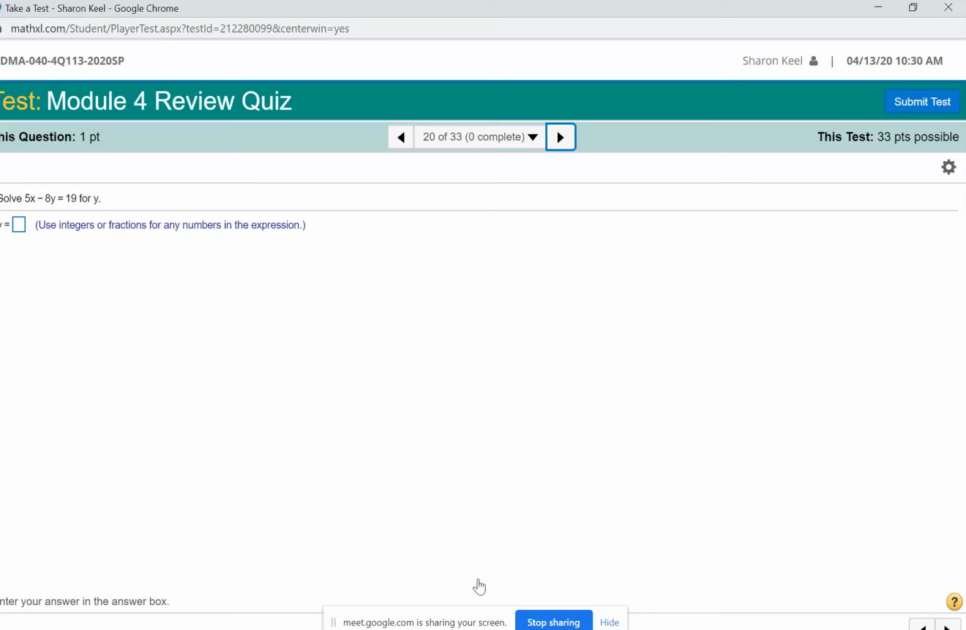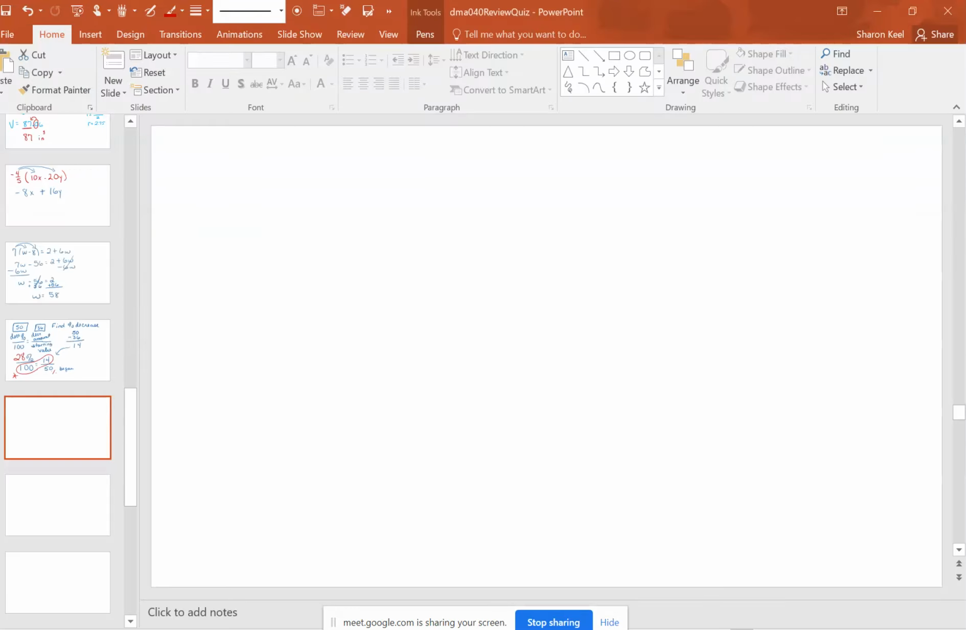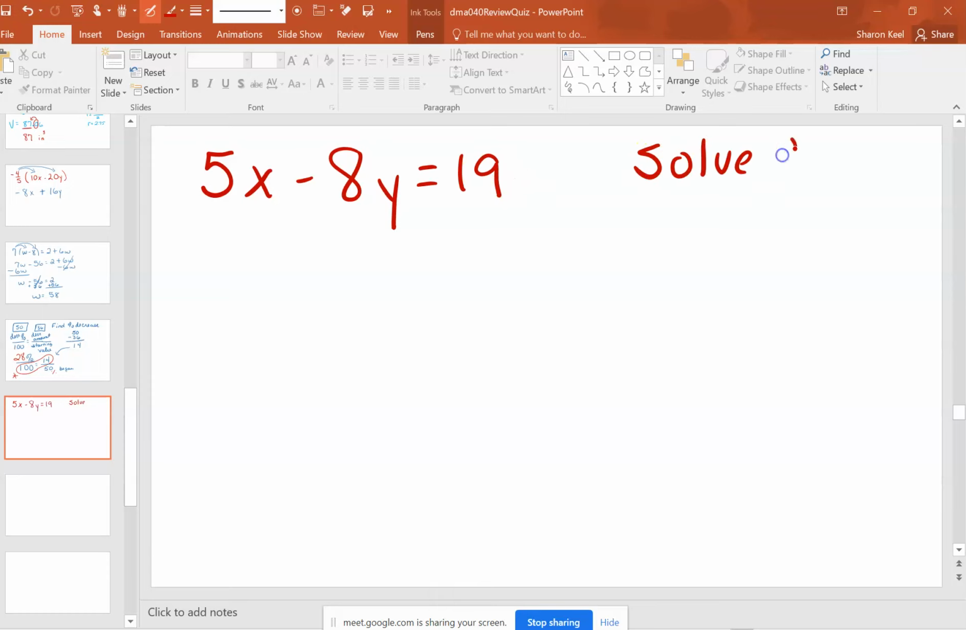Solve for y. 5x minus 8y equals 19. And all they say is solve for y. That means we want to get the y alone, okay?